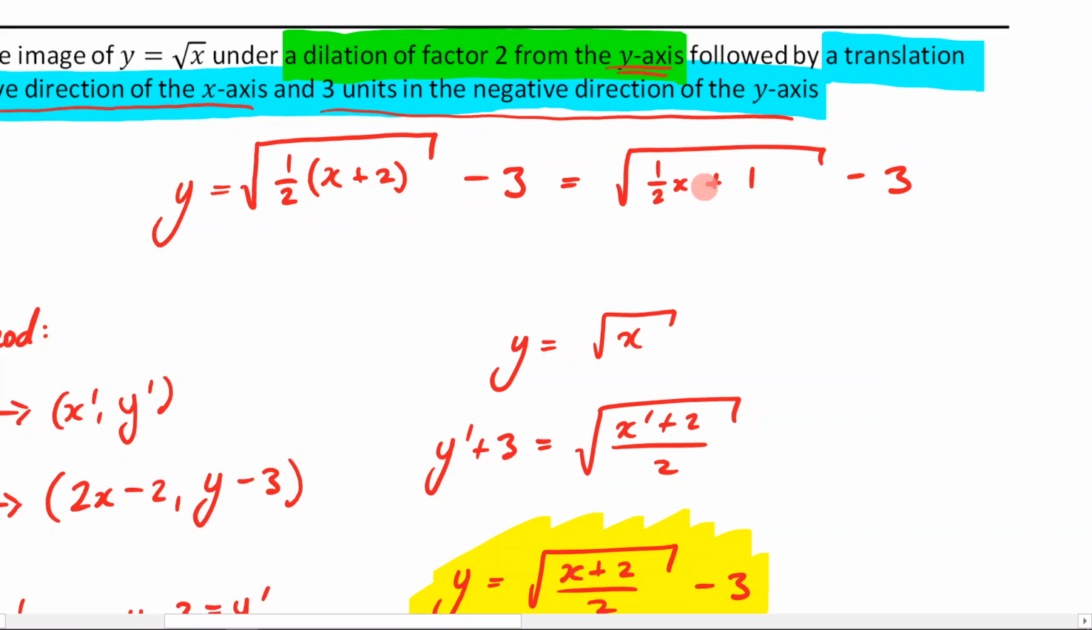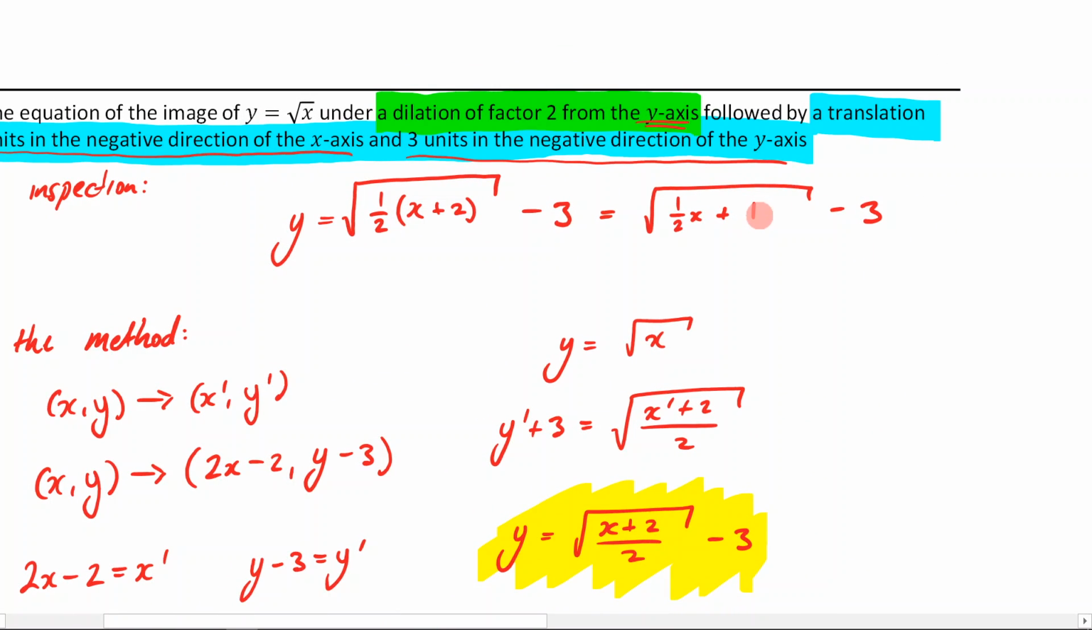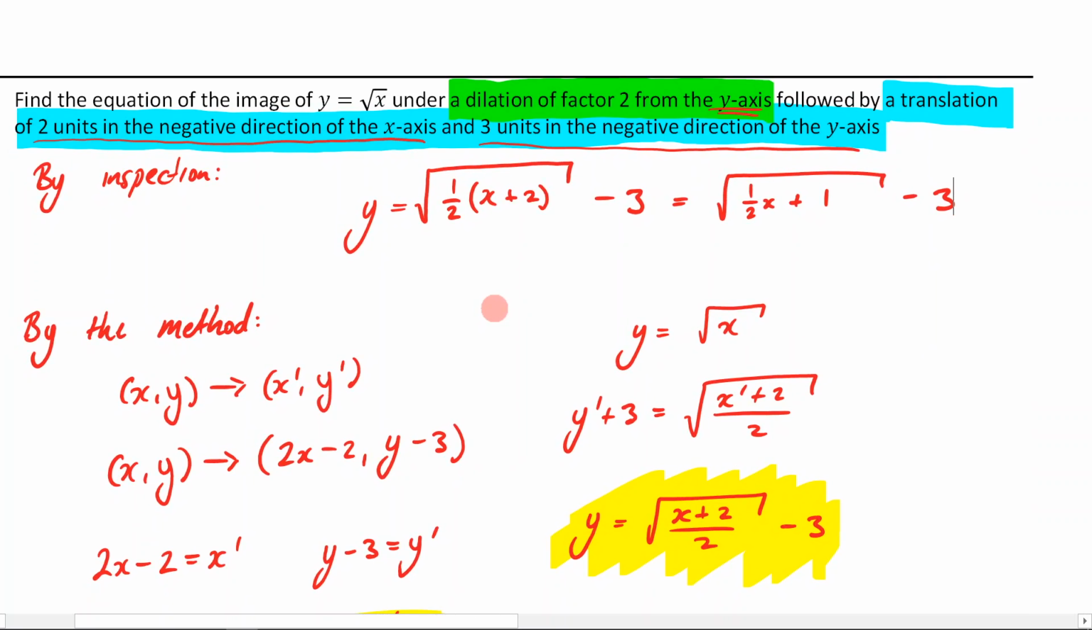Now, when you're looking at this, would you tell me that I am translating it by 2 units? Well, not initially, because you'd see this one and it would kind of confuse you. So the fact that people get confused with that is the reason why when it comes to doing dilations from the y-axis with a combination of other transformations, it's normally recommended that you just do it by the method, and that way you're less likely to make a mistake.